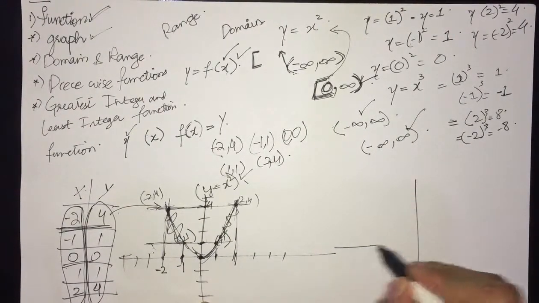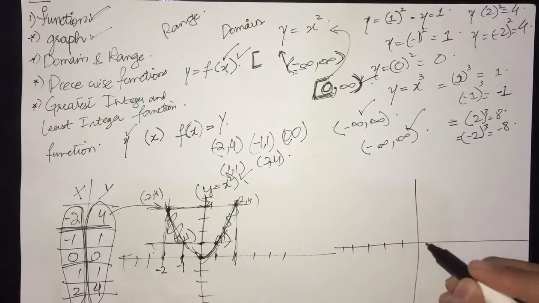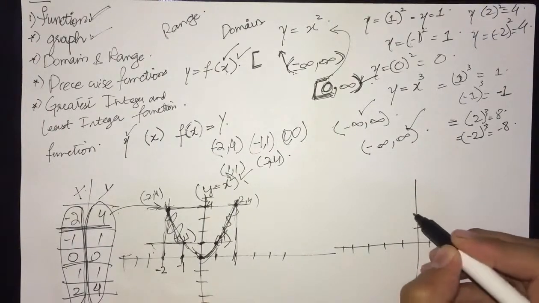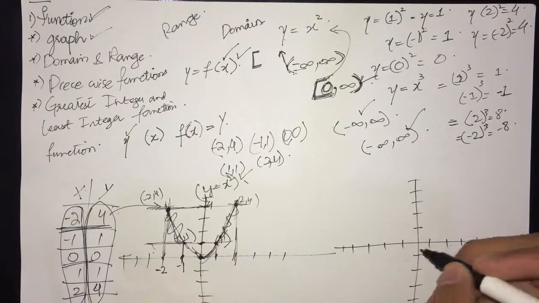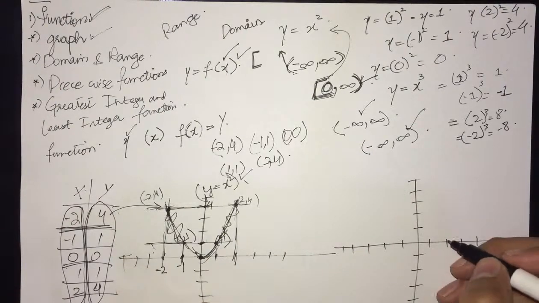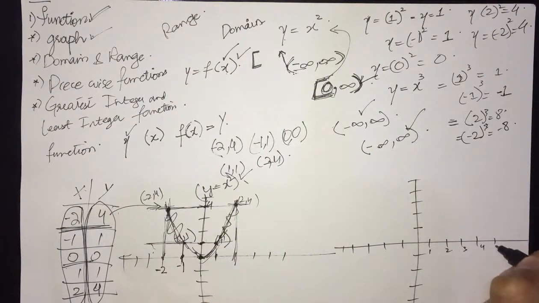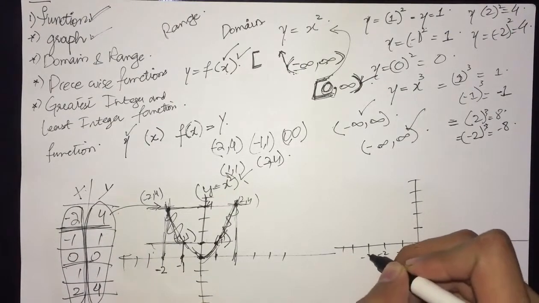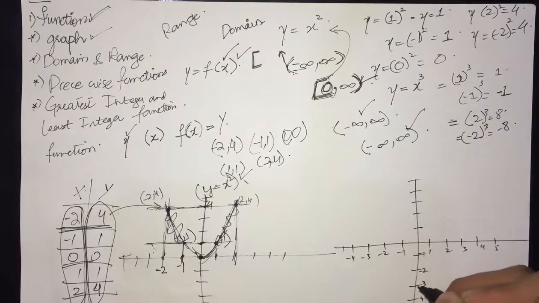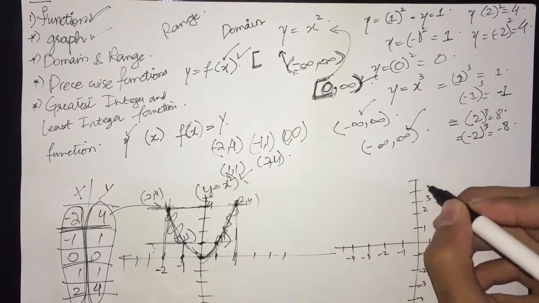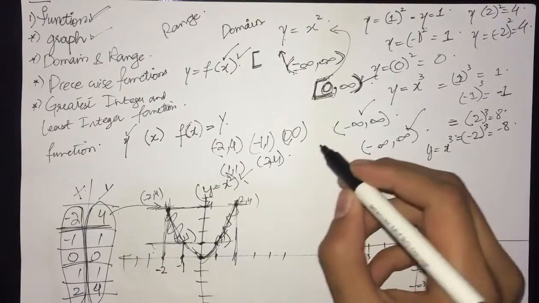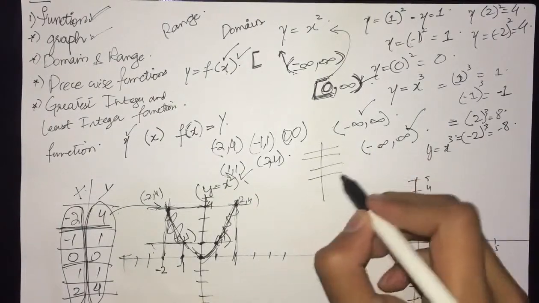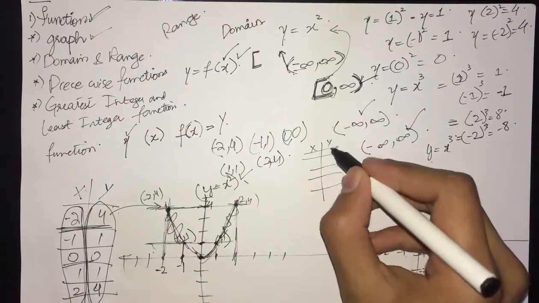So here 1 2 3 4 5, 1 2 3 4 5, 1 2 3 4 5. All right, so this is 1 2 3 4 5, minus 1, minus 2, sorry, this is minus 1 2 3 4 5. All right, so y equals x cube. So let's first create a table. So this is x and this is y.